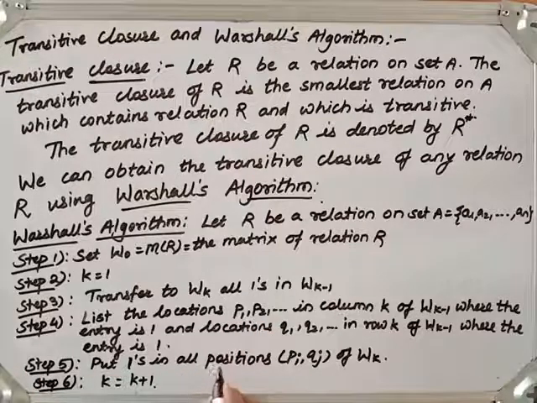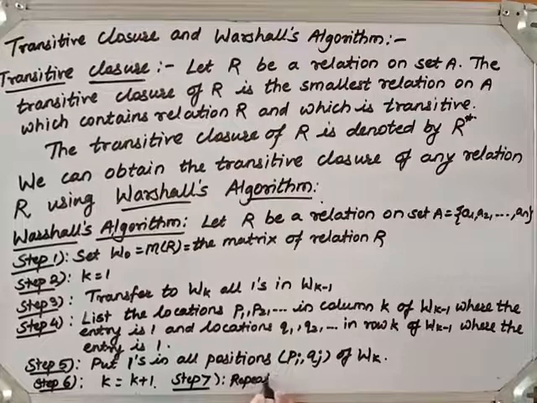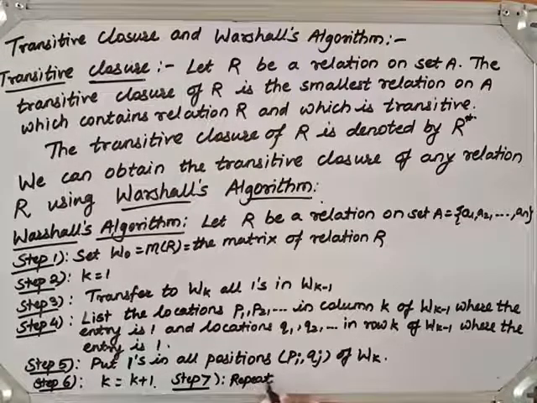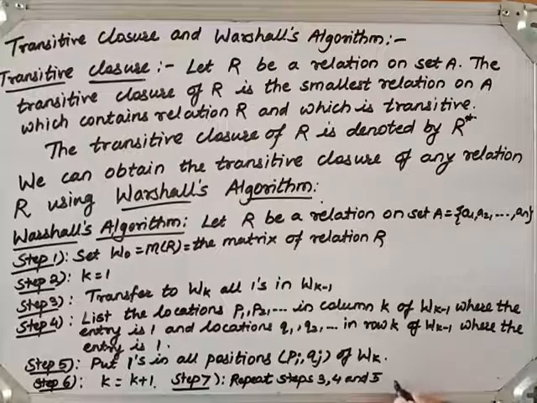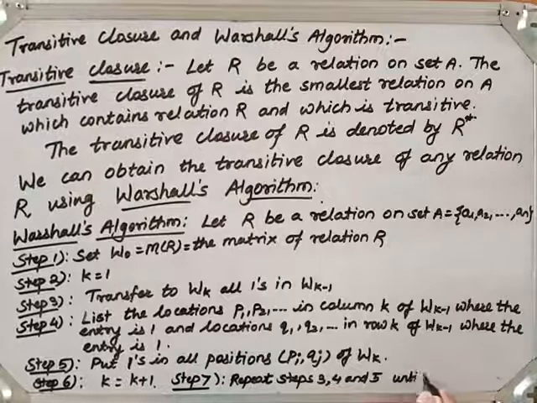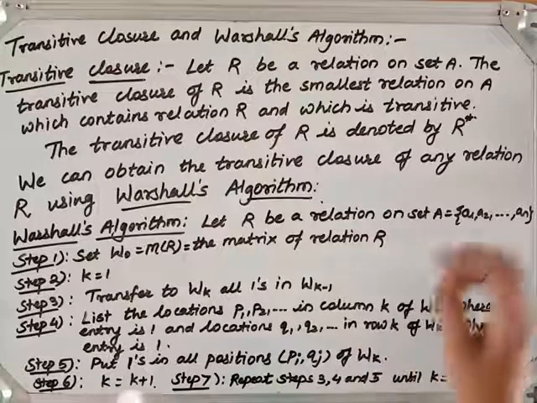Step 7 says repeat steps 3, 4 and 5 until K is equal to N. We are repeating those steps till K is equal to N. Now let us see an example on this.